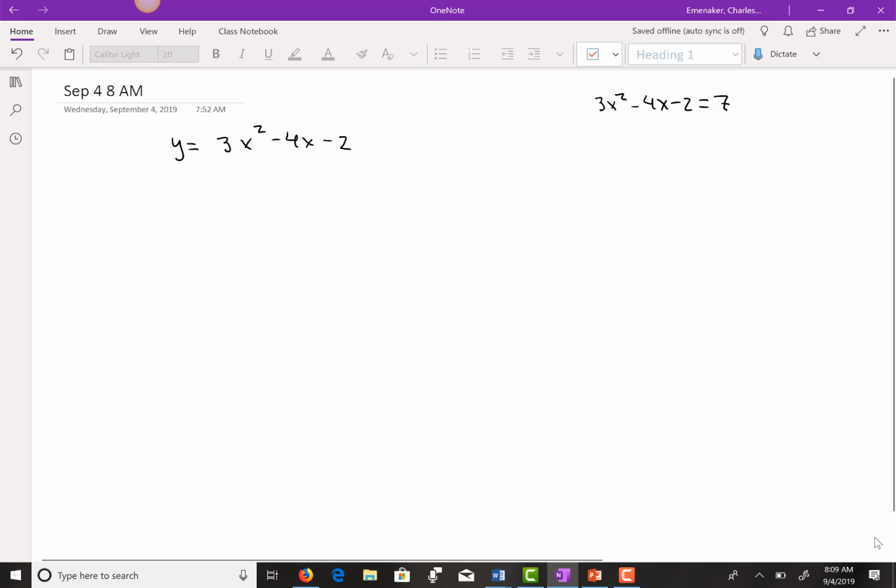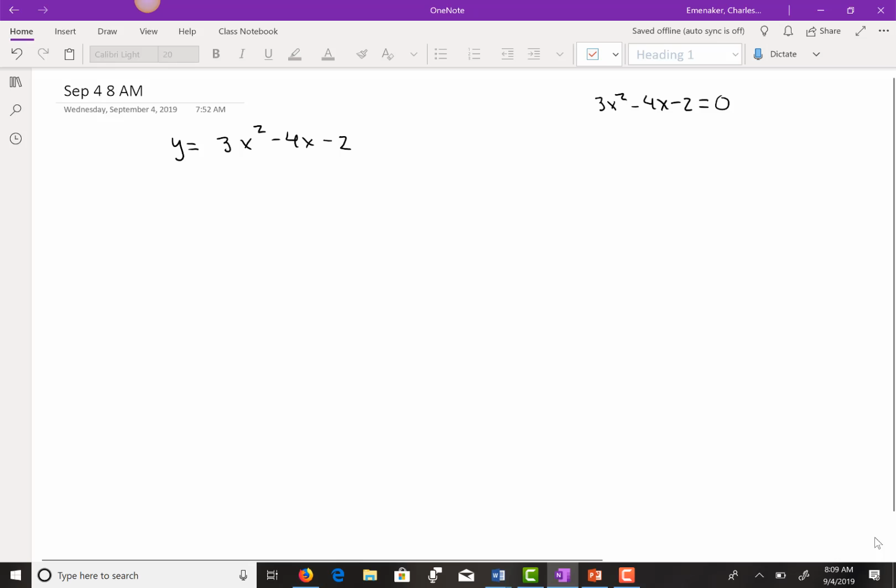Ultimately, you want it equal to 0, which is why folks are always setting them equal to 0 right off. And we'll talk about why 0 here in a little bit. What's so special about 0, and what's more difficult about solving it equal to 7. But what you could do is subtract 7 from each side. And you have 3x squared minus 4x minus 9 equals 0. Does that make sense?